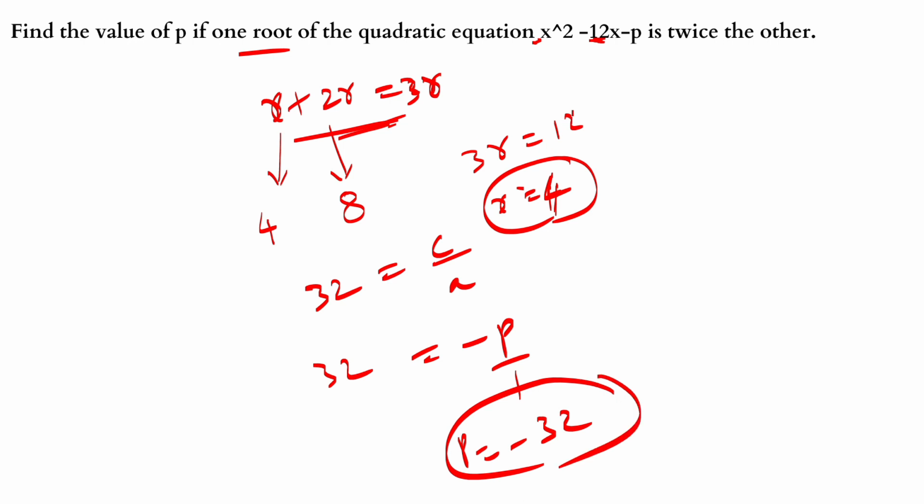So here, how did we calculate 3r is equal to 12? We know 3r is a combination of r plus 2r, which is the sum of the roots.